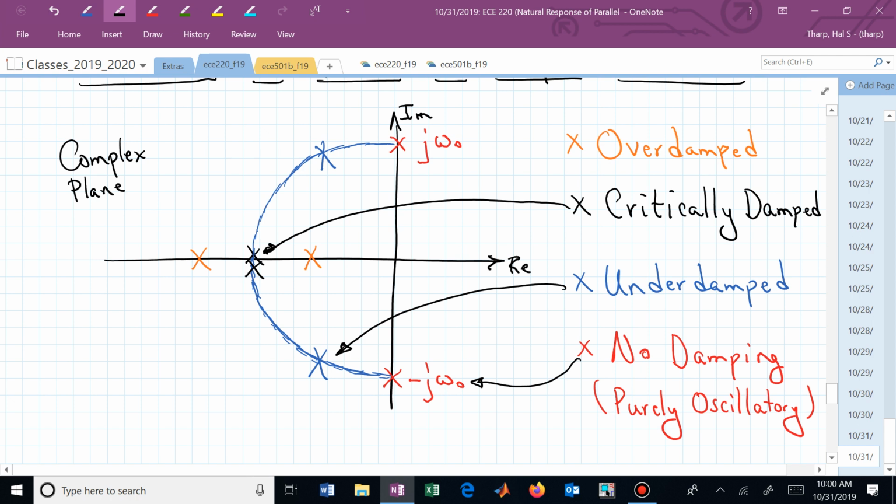And then the overdamped, maybe I don't want those lines crossing. It has somebody else closer to the origin. You have two orange roots.